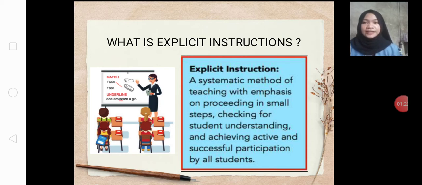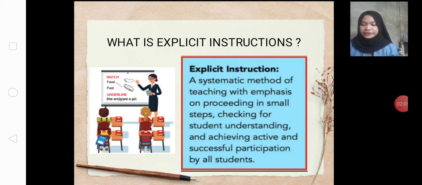These are strategies for giving instructions, kumbaga, very clear instructions, where the purpose is for the students to participate, to make everyone participate. So in giving explicit instructions, the purpose of a teacher is to make sure that everyone participates, and of course to give crystal clear instructions to all the students.